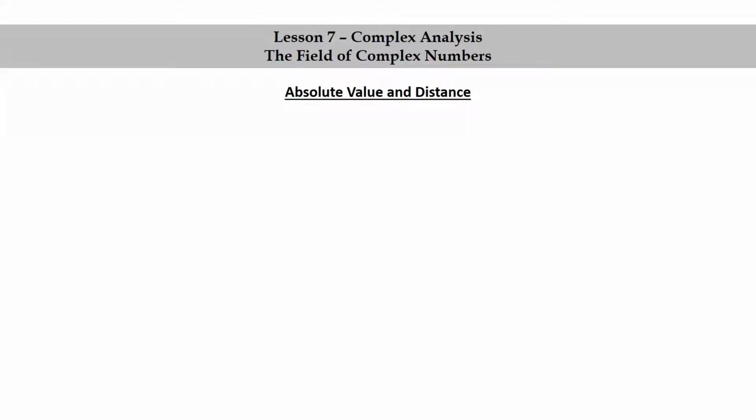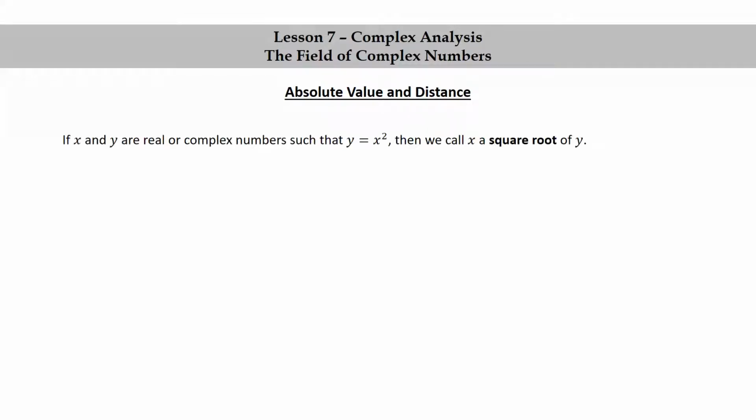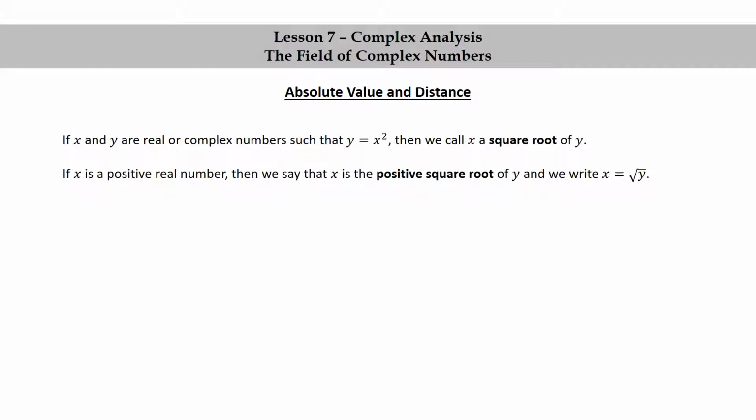Absolute value and distance. If x and y are real or complex numbers, such that y equals x squared, then we call x a square root of y. So y is the square of x, but x is a square root of y. If x is a positive real number, then we say that x is the positive square root of y, and we write x using the square root symbol, x equals root y.